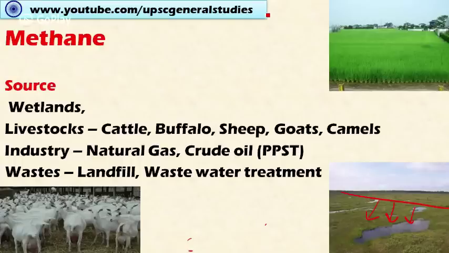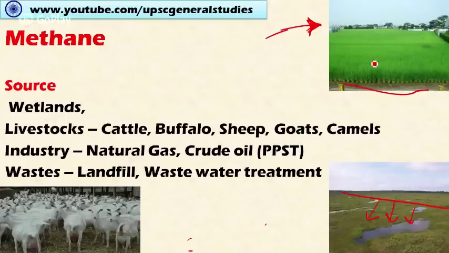And paddy fields are one of the largest emitters of methane to the atmosphere. So agricultural operation is also one of the emitters of methane to the atmosphere. Paddy fields are the main emitter because paddies are grown in anaerobic conditions, that is, in standing water. So this anaerobic condition is also contributing methane to the atmosphere.